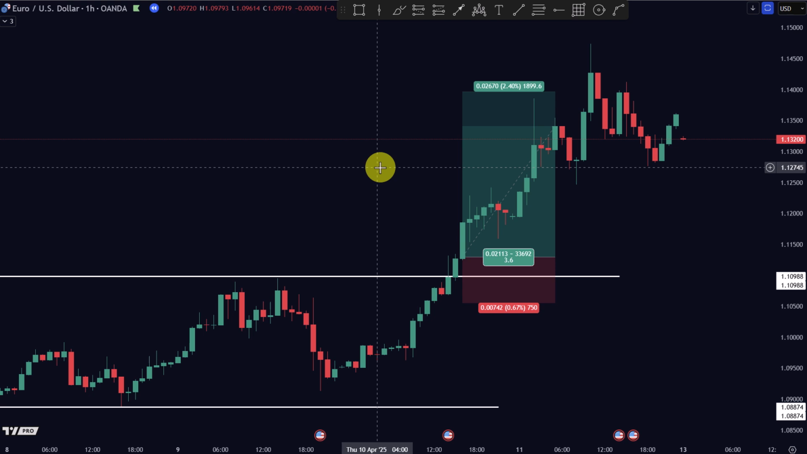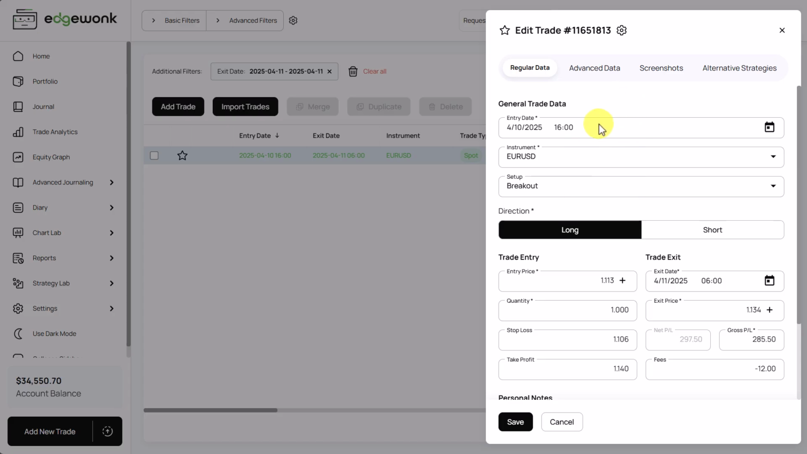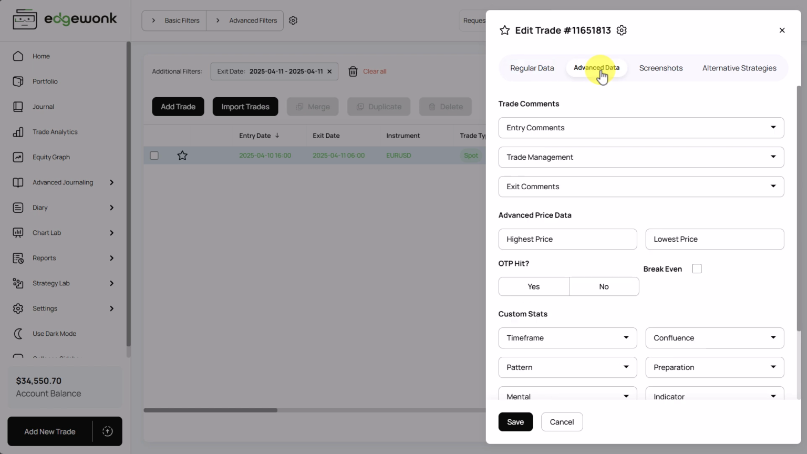After you have either used the import feature or automatically synced your trades into Edgewonk, then you are ready to complete the setup. Edgewonk supports hundreds and hundreds of brokers for either automated trade imports or even automatic syncing. We're starting here with the inputs that we get from our broker sync and from our broker import. We are selecting the setup that this trade was based on, and then we can go on to the advanced features. So let's move on to our advanced data.